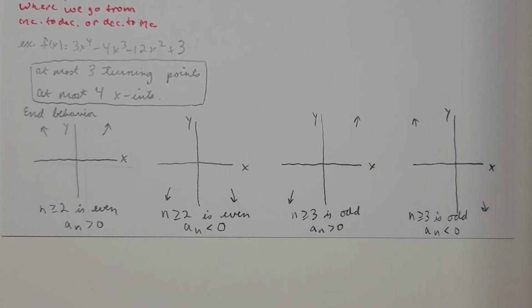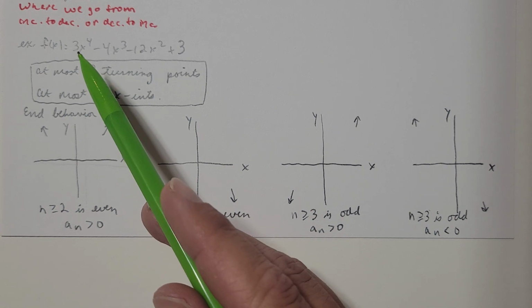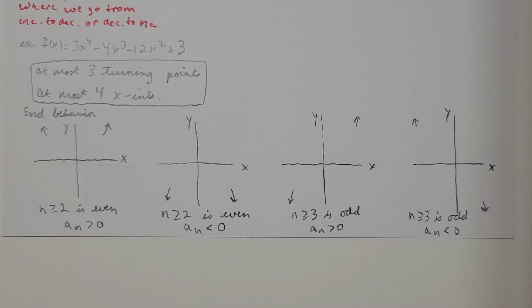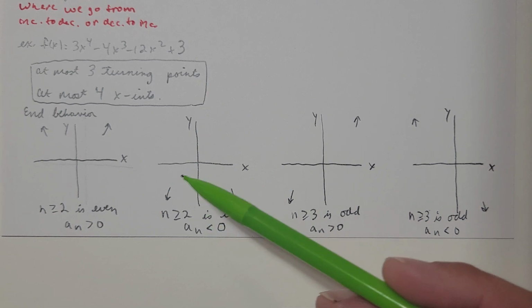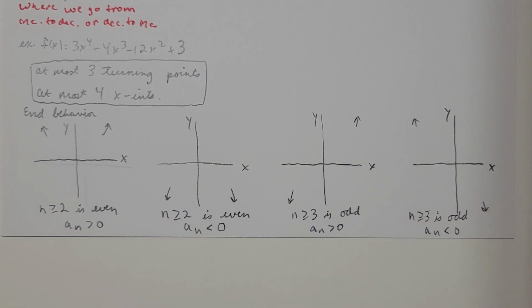If n is greater than or equal to 2, and that's an even number, and a sub n, the leading term, is a negative, well, think transformations. I'm going to flip the graph upside down, and it's going to open downward on both ends there.